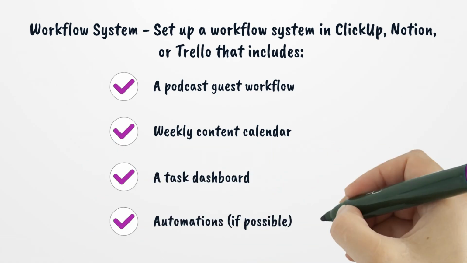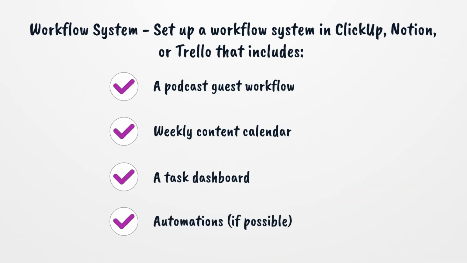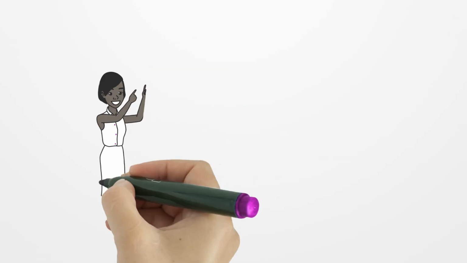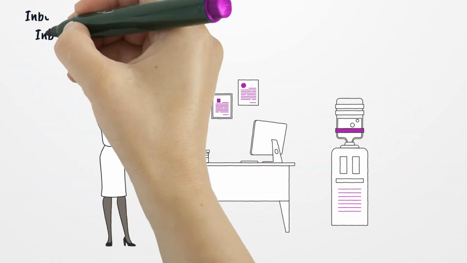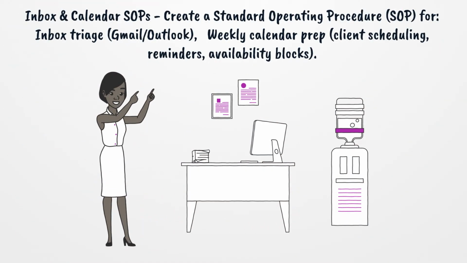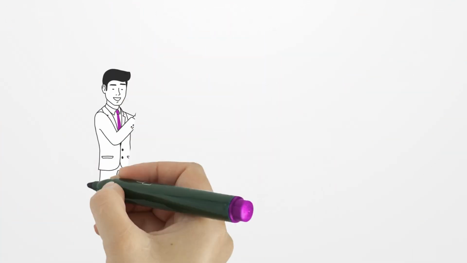2. Workflow system. Set up a workflow system in ClickUp, Notion, or Trello that includes a podcast guest workflow, weekly content calendar, a task dashboard, and automations, if possible. 3. Inbox and calendar SOPs. Create a standard operating procedure, SOP, for inbox triage, Gmail/Outlook, weekly calendar prep, client scheduling, reminders, and availability blocks.